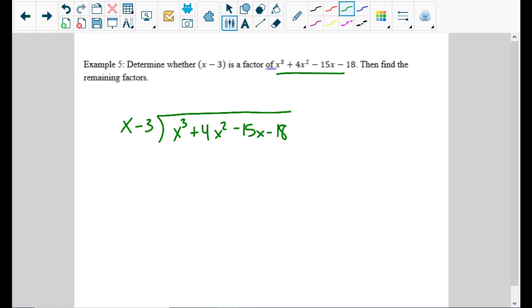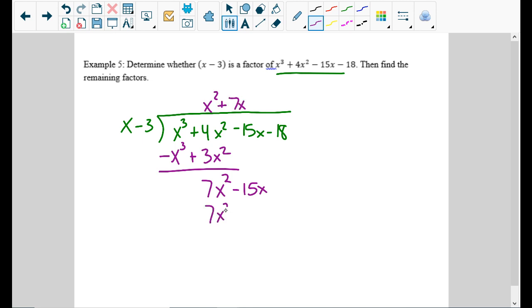Again, you can do long division if you so like it. Multiply here, getting rid of our x to the third, so we need an x squared. So that gives me x to the third minus 3x squared, and we're going to subtract. So it gives me 7x squared. Bring down my negative 15x. To get my 7x squared, I'm going to have a 7 and an x. So 7x times x is 7x squared. 7x times negative 3 is negative 21x. So then we subtract.